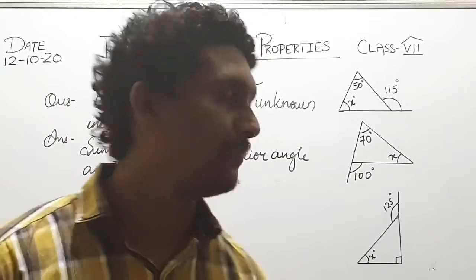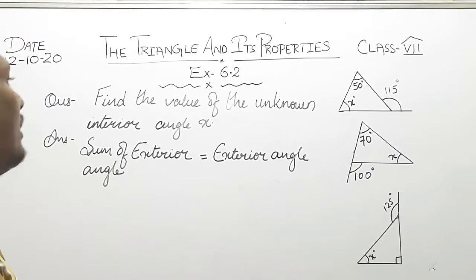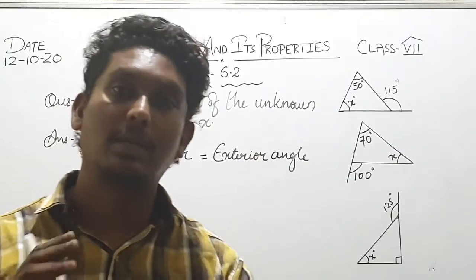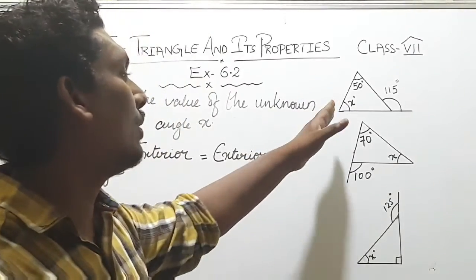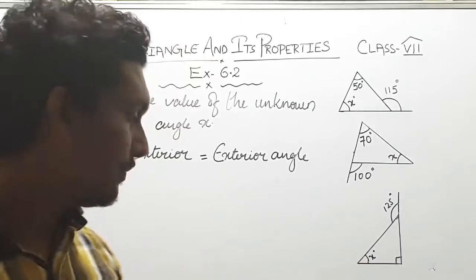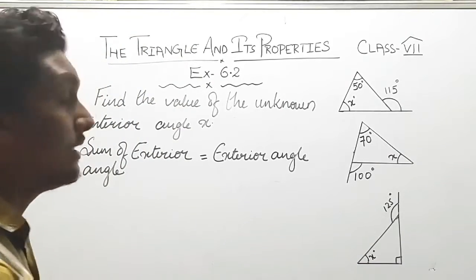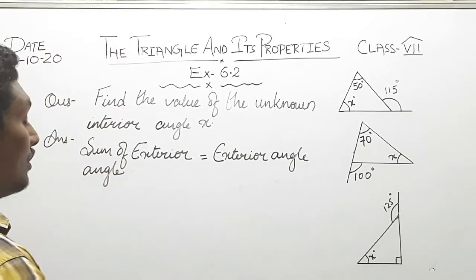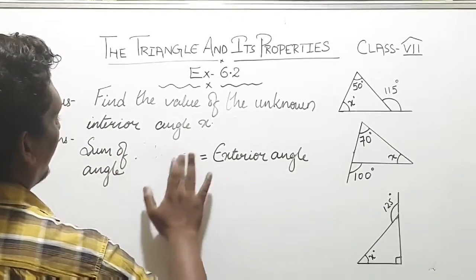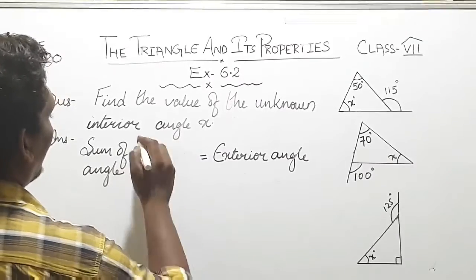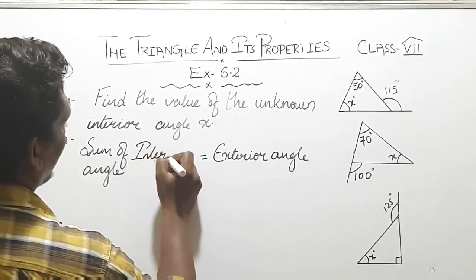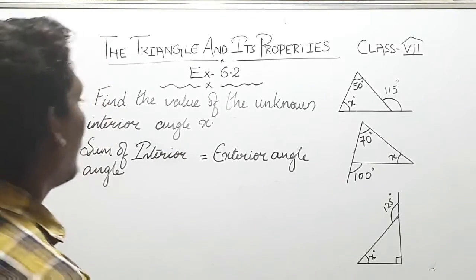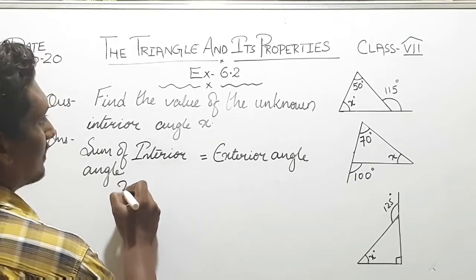Now come to question number 2. Here find the value of the unknown interior angles. In this question the exterior angle is given to you, one interior angle is given to you, and one is not given to you. That we have to find out. There is a formula here also: the sum of interior angles is equal to the exterior angle. So it will be like this.